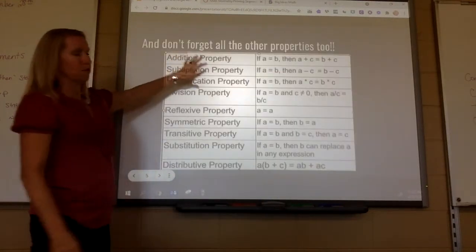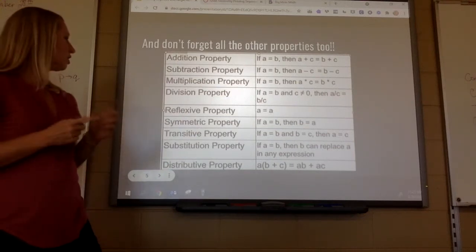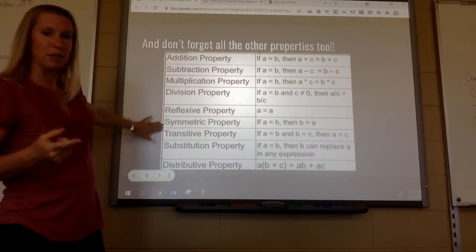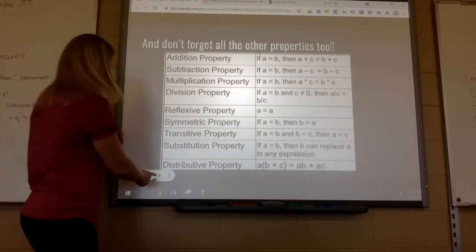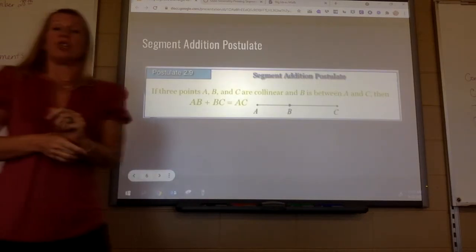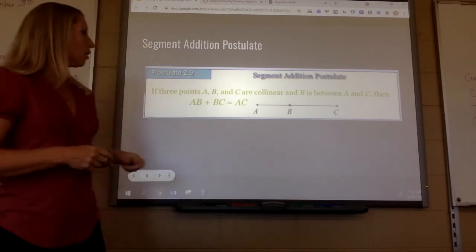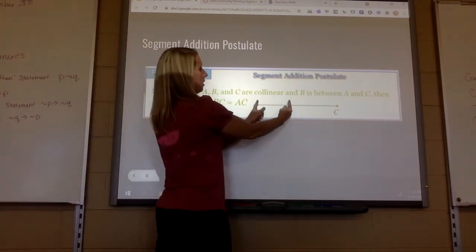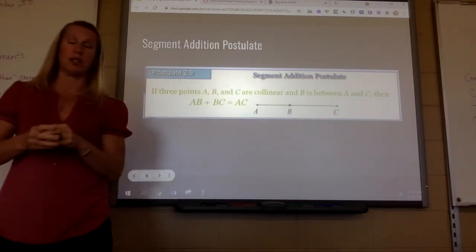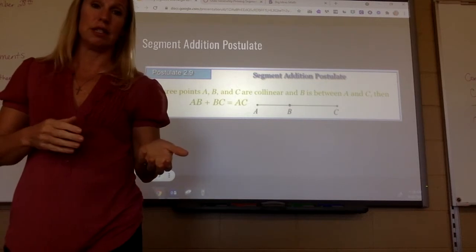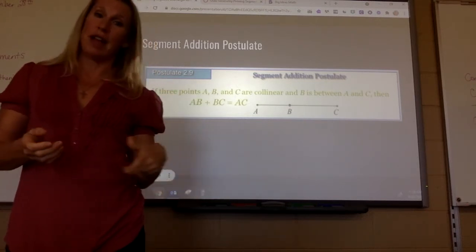Also, don't forget all of these properties, the addition, subtraction, multiplication, division. We just talked about reflexive, symmetric, and transitive, substitution property, and distributive property. So make sure you know those. Also, some of your proofs today will have the segment addition postulate, which we've talked about before. All this says is if you take this segment and you add it to this segment, it gives you the entire segment. So if you see a proof where you're adding segments, it's called segment addition. If you see a proof where you're adding angles, it's called angle addition.